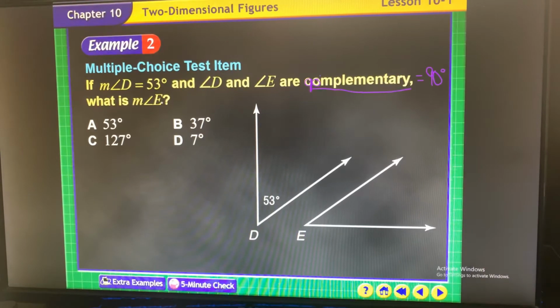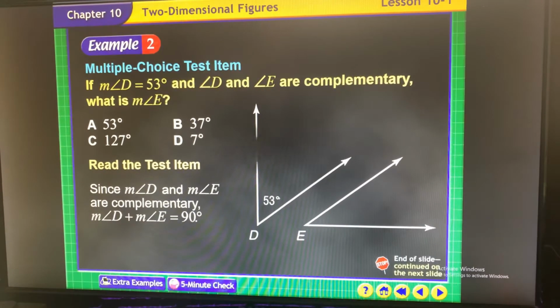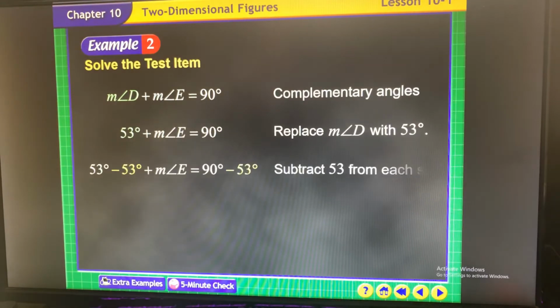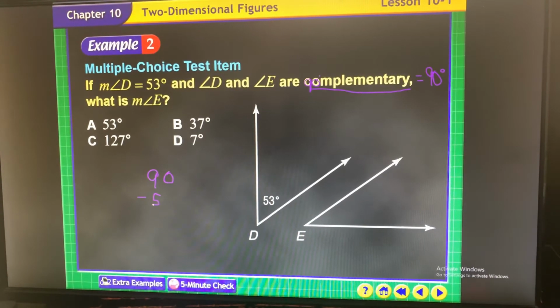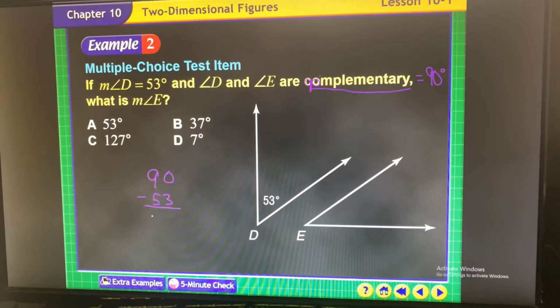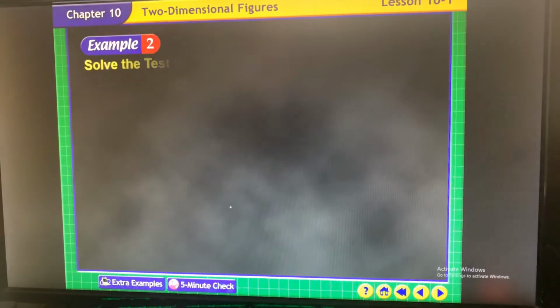But this one is complementary. I need to know which one is complementary to angle D being 53. So I'm just going to do 90 minus 53 and find its complement. And that's all we have to do for that. They made that much more complicated. So go back here. I would just go 90 minus 53 equals 37 degrees. Together they make 90. That's complementary.